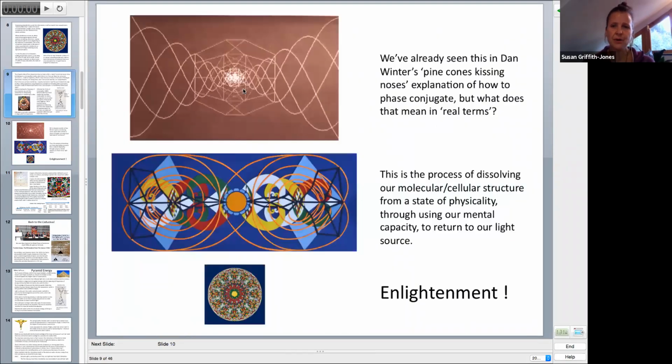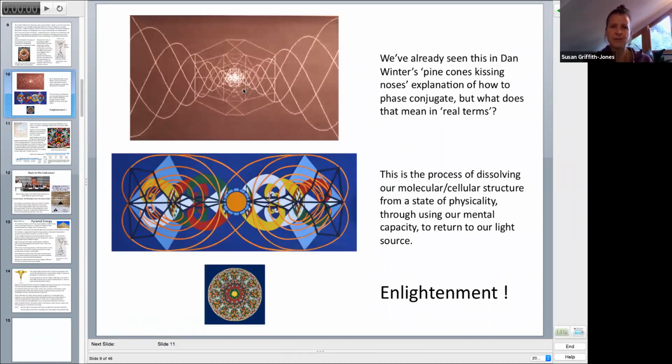So we've already looked at this in some detail in previous sessions. Dan Winter's Pine Cones Kissing Noses. This is the same principle where Hertzian waves are fired down through two vortices into a central point where they implode and phase conjugate, which basically means they disappear into another dimensional state.